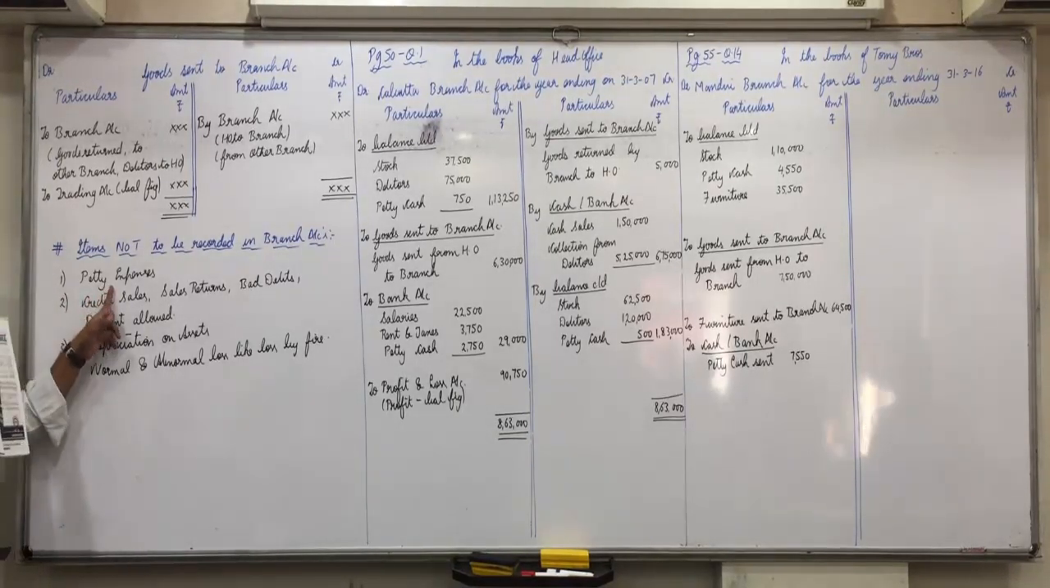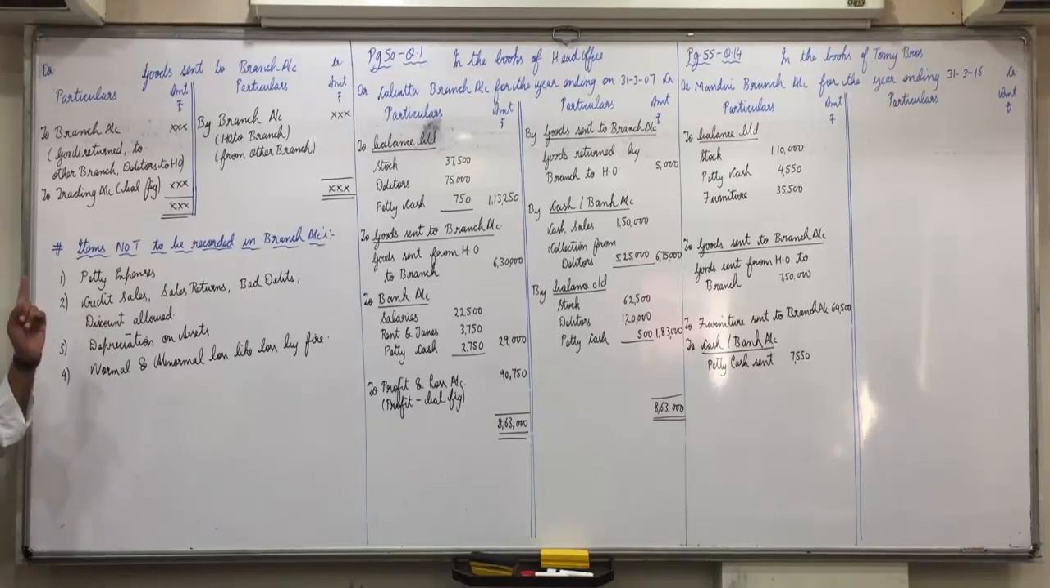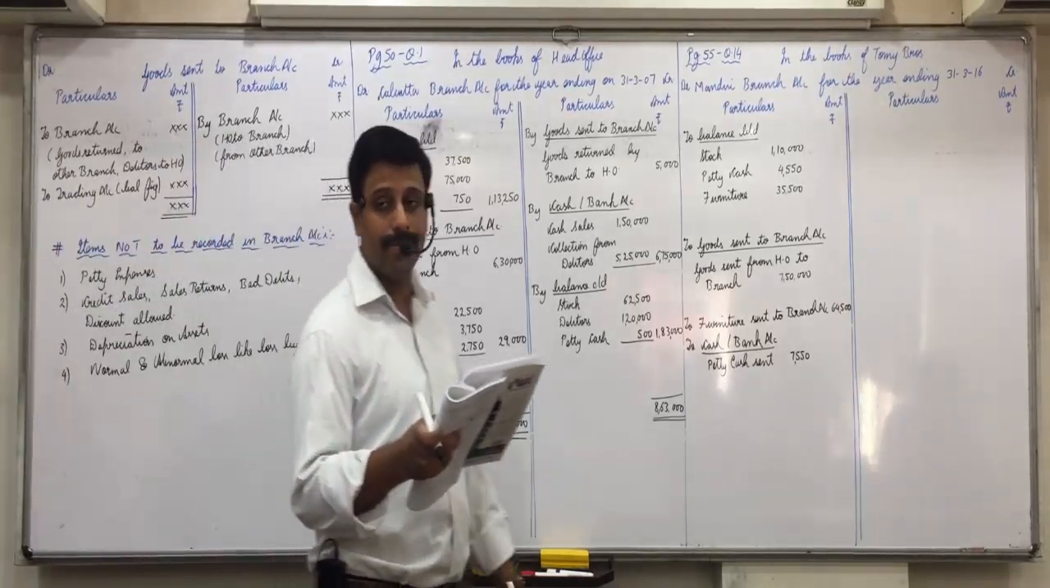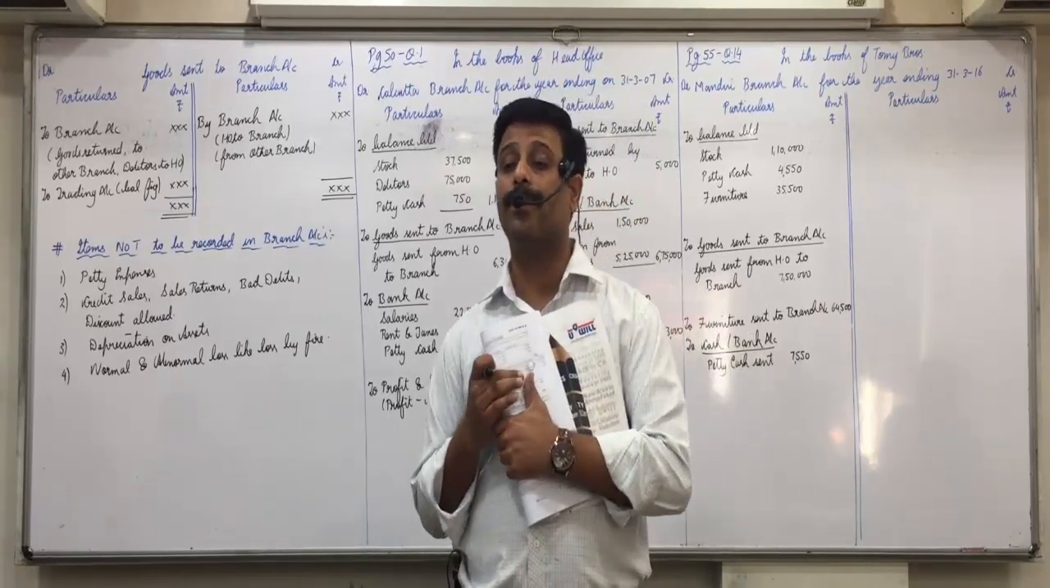Petty expenses paid by the branch are not to be recorded. Put a cross on that. We record only petty cash sent. Petty expenses incurred by the branch are not to be recorded. Is everyone clear with this? Put a cross on that. Then, goods returned by the branch.